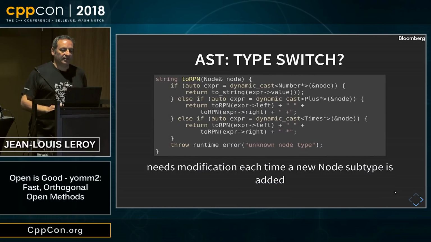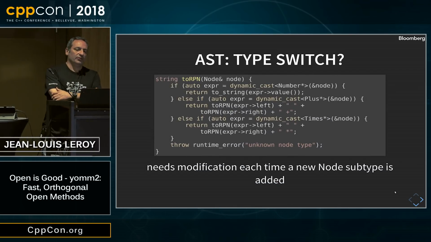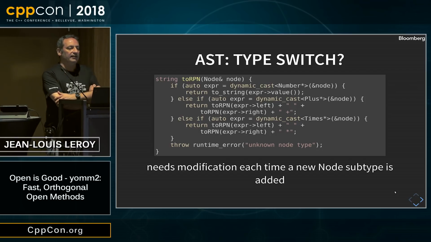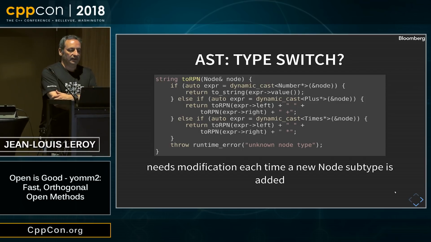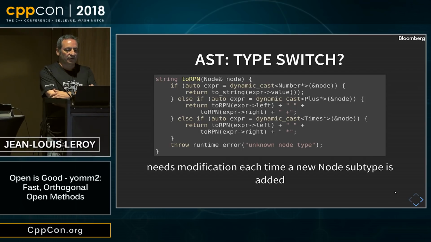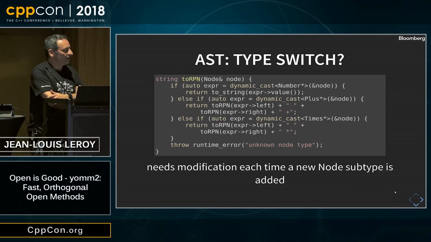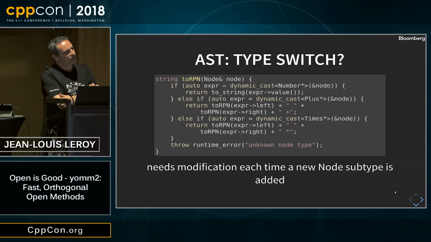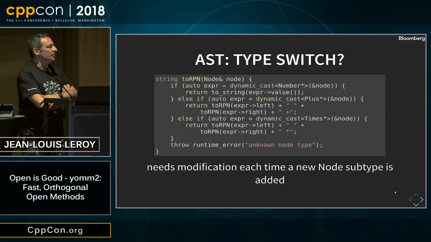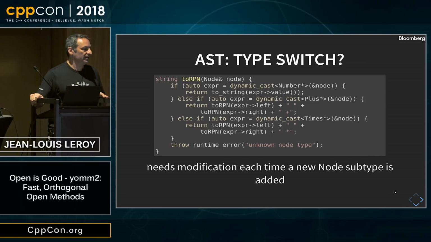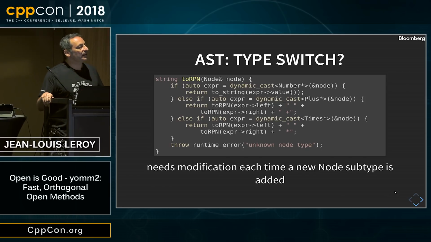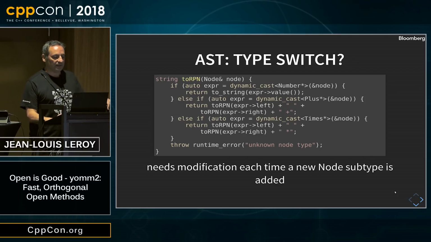Then there are alternatives. For example, you could use a type switch. You use dynamic cast to try to cast the node base class into all the possible concrete subtypes. And you do what's right depending on the result. The problem with this is that it's not very maintainable. Each time you add a new subtype to node, you have to update the type switch. And it really hinders the possibilities of reusing the hierarchy across different applications, because applications may add their own node subtypes.